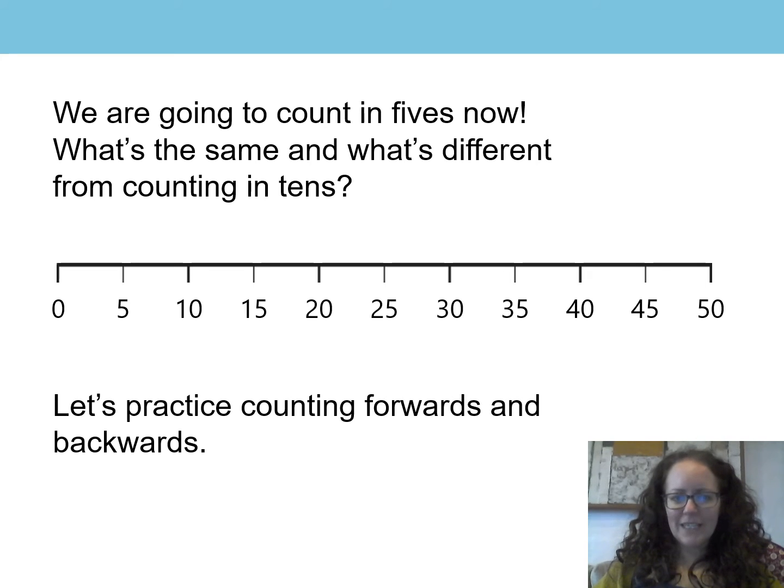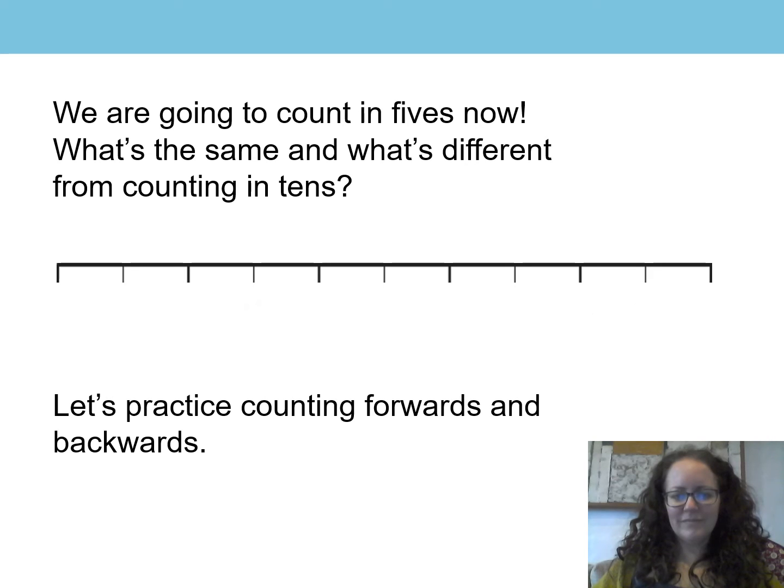That's similar to counting in tens. What's the same about counting in fives that we also do when we count in tens? Are there any numbers that we say in both fives and tens? And what's different? So the same, well, we say 10, 20, 30, 40, 50 in both, don't we? But when we count in fives, we also say the numbers in between as well, don't we?